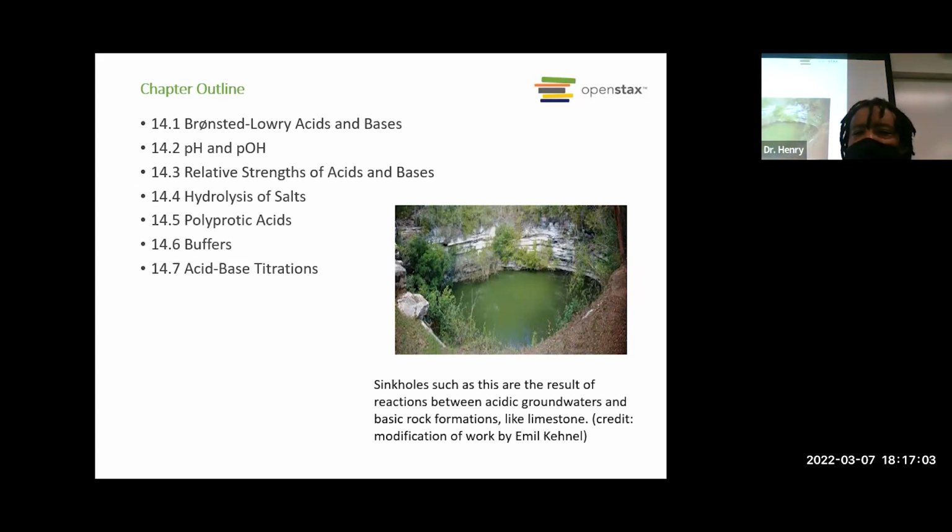We're going to be talking about the relative strengths of acids and bases. That's what they were dealing with this last exam. Relative strengths of acids and bases.